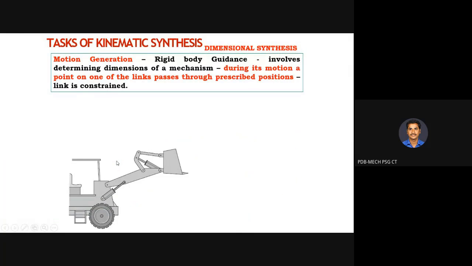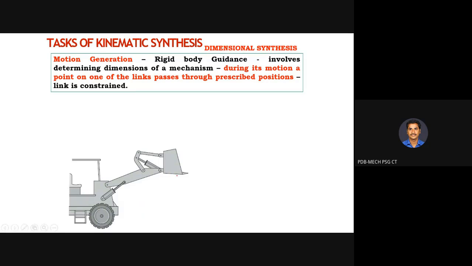And the last type of dimensional synthesis is motion generation. Okay, so it is also called rigid body guidance. It involves determining dimensions of a mechanism during its motion. So initially first வந்து function concentrate பண்ணோம், second path concentrate பண்ணோம். Here we are going to concentrate on motion. So in the example பார்த்தீங்கன்னா you can clearly understand.